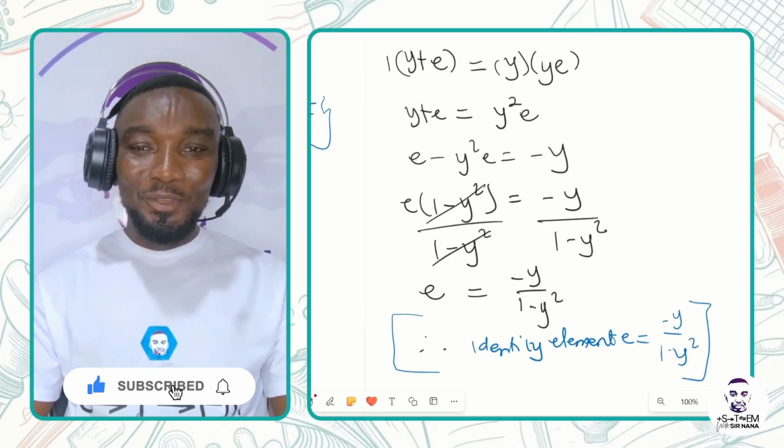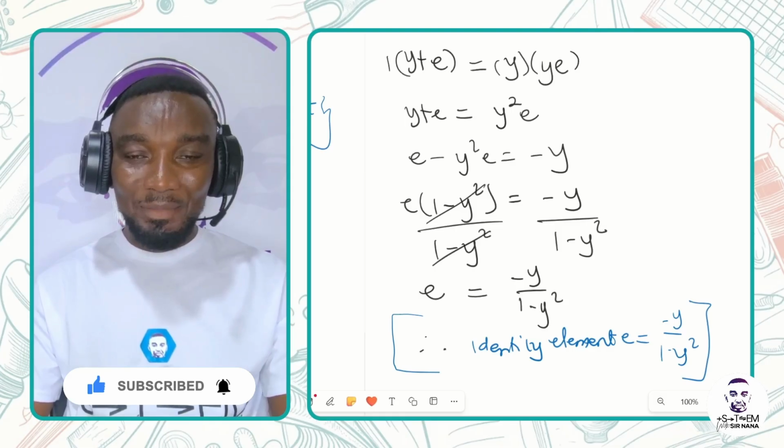In our next lesson, we'll be considering how we can find an identity element when we are given it in a table form.